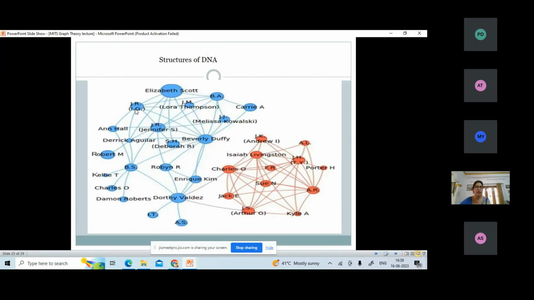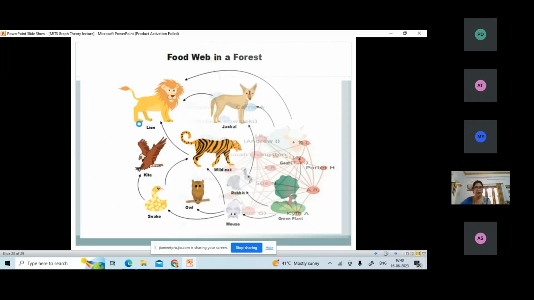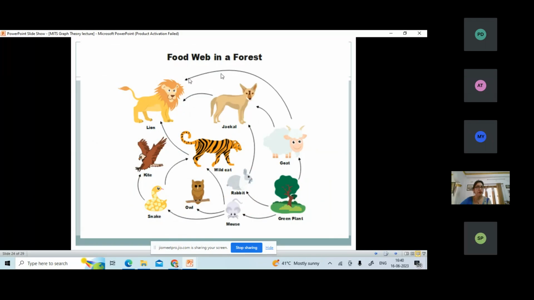This is one DNA to another DNA to another DNA. These all are vertices, and DNA transfer from one to another is an edge. This is a food web in a forest.